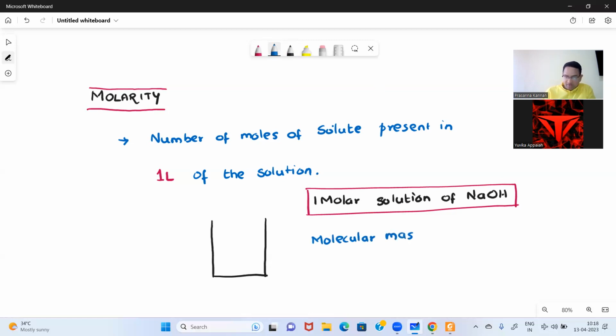So what is the molecular mass of sodium hydroxide? What is the atomic mass of sodium? Atomic mass is 23 for sodium. For oxygen, it is 16, plus 1 for hydrogen, right, Yuvika? So the molecular mass of sodium hydroxide would be 39 plus 1, 40.